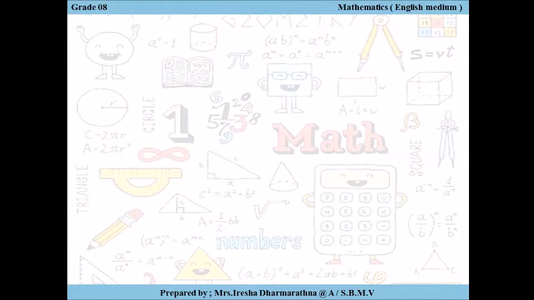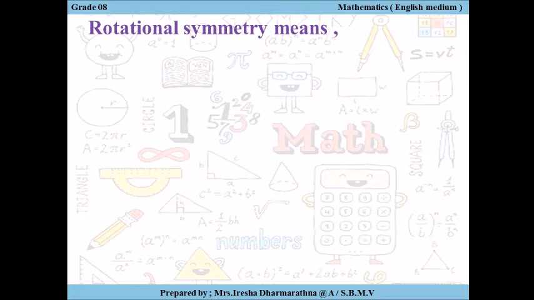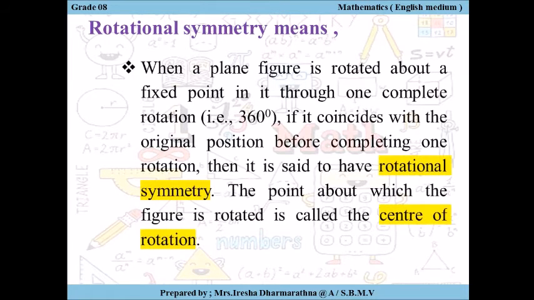Now let's see what is rotational symmetry. Rotational symmetry means when a plane figure is rotated about a fixed point in it through one complete rotation, if it coincides with the original position before completing one rotation, then it is said to have rotational symmetry. The point about which the figure is rotated is called the center of rotation.